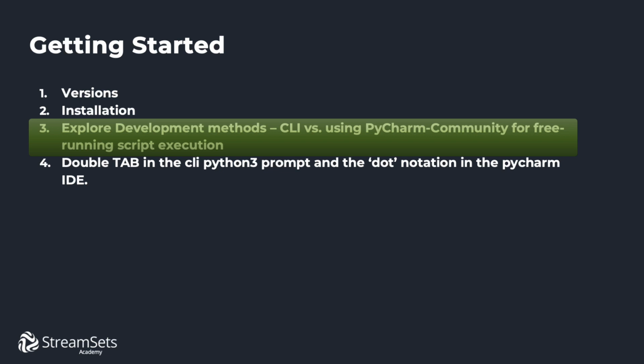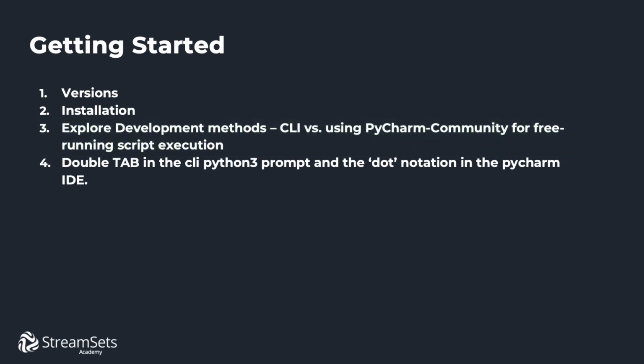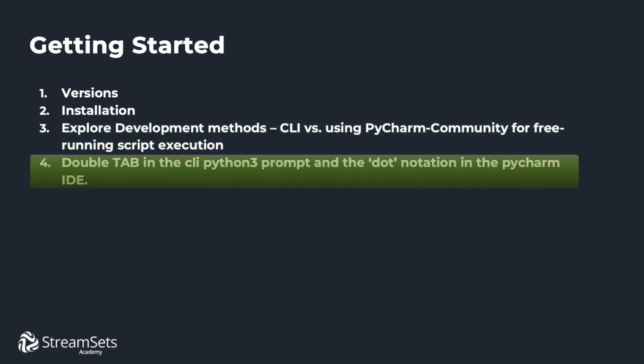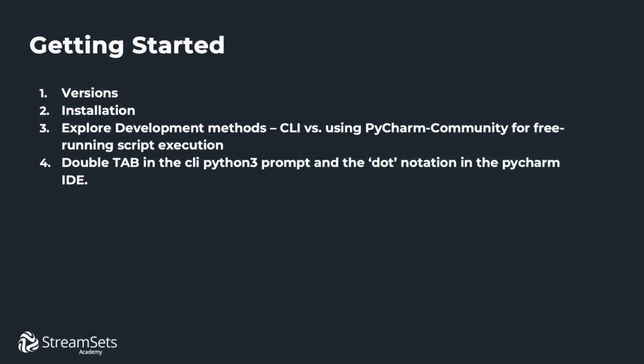And we'll take a look at creating free running separate scripts that we can create using the PyCharm-Community IDE in our Strigo environment. Within the Python 3 CLI prompt, we'll take a look at the double tab notation and what that does for us, and the equivalent dot notation that we can use within the PyCharm IDE.